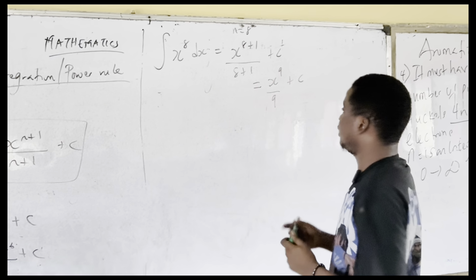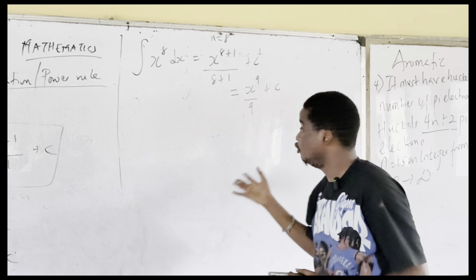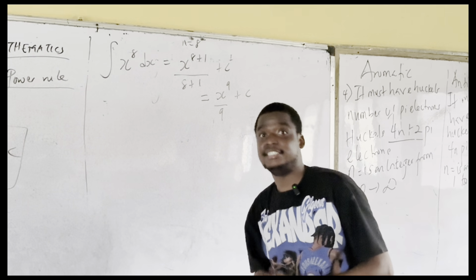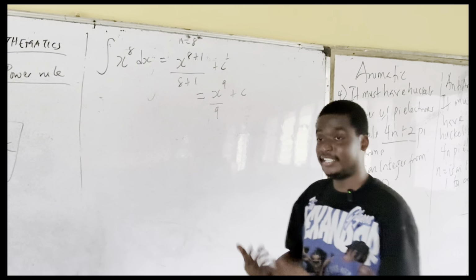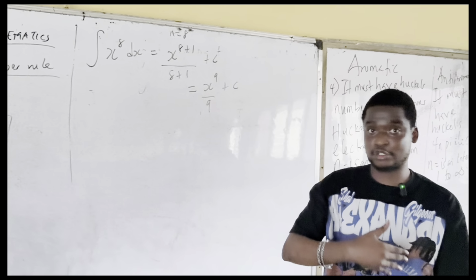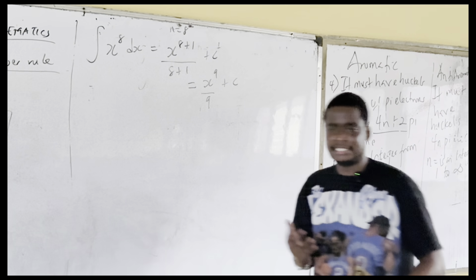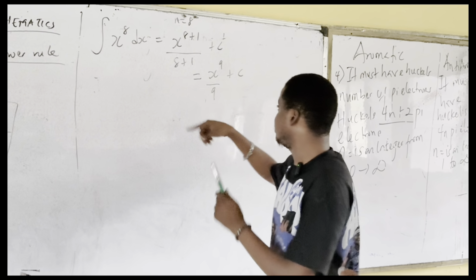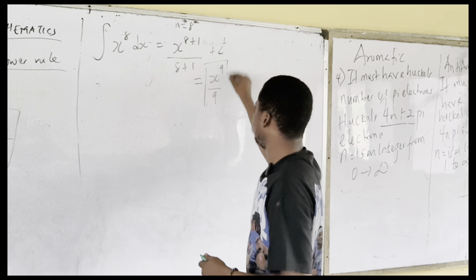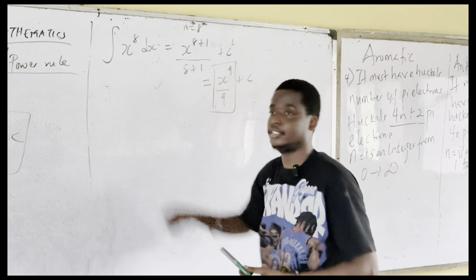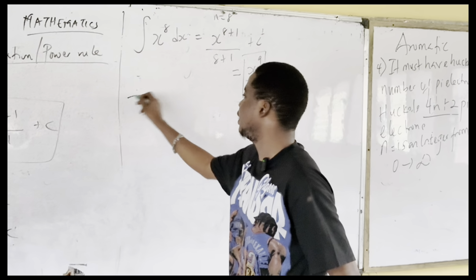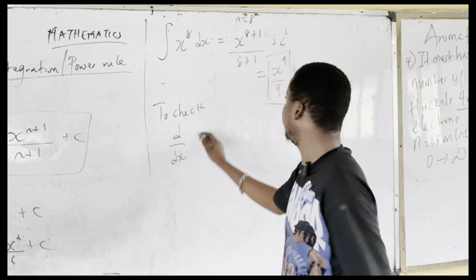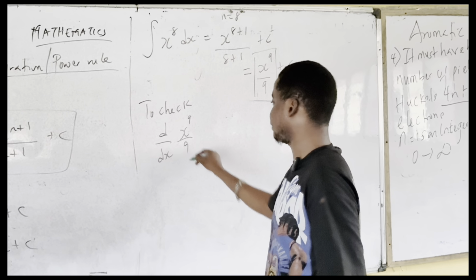Now, there's a check that you can use to see if you are right or not. I said that integration is the inverse of differentiation. So if you have integrated a function, to get that function back, you need to differentiate it. I will make a video on differentiation, but just take this from me. So let's differentiate this answer and see if we get back the original function. We have to check if you are correct. So we have d/dx of x raised to the power 9 over 9.